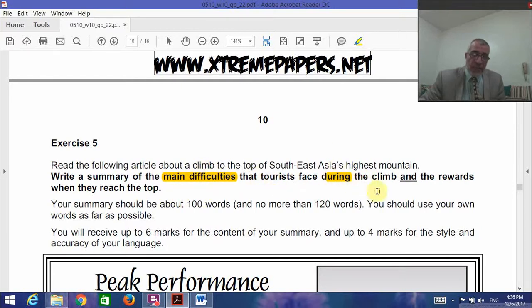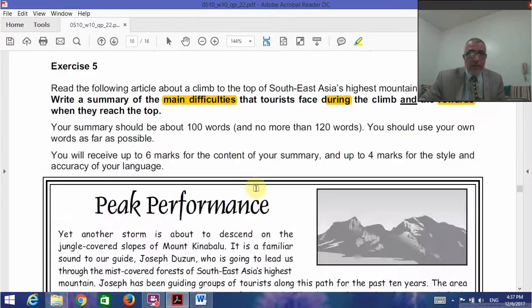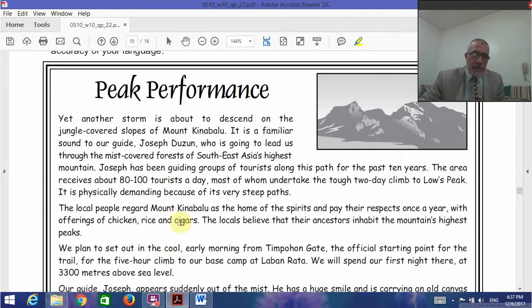While, so during. And then the second theme here is the rewards when they reach the top. We have 2 things here. So we have main difficulties, and we have rewards. So you have to focus on these 2 here while reading through. You'll find a lot here.